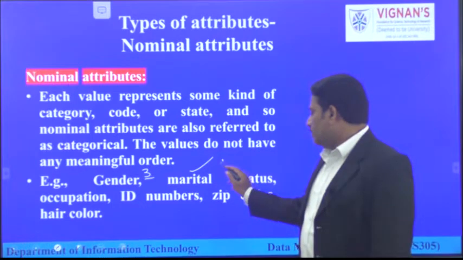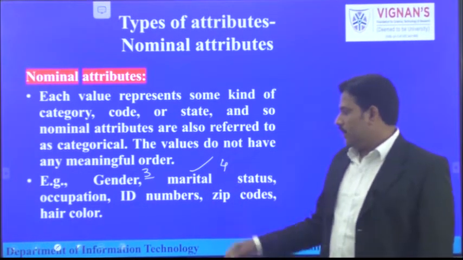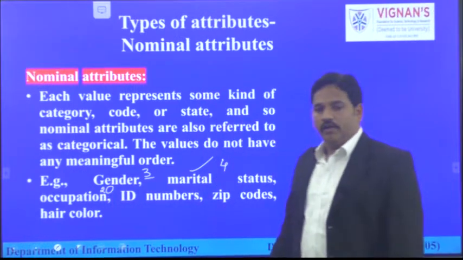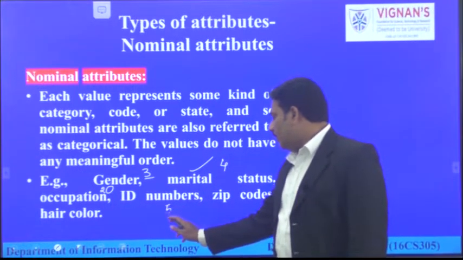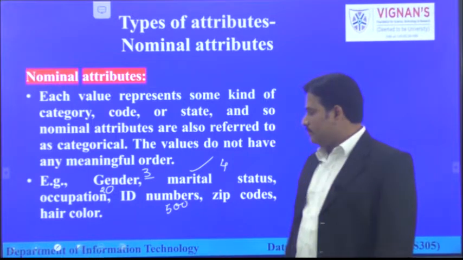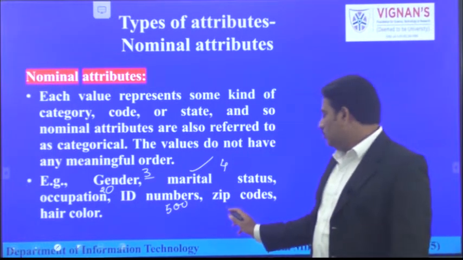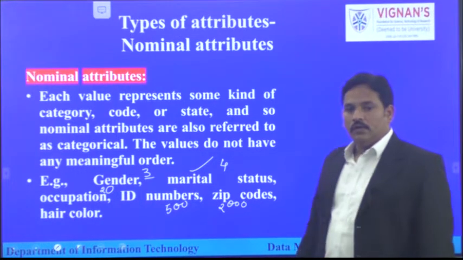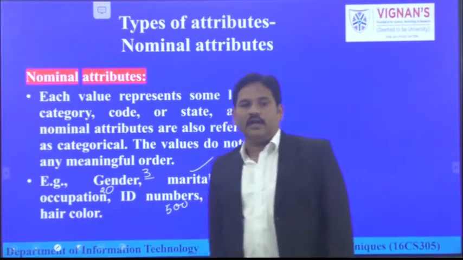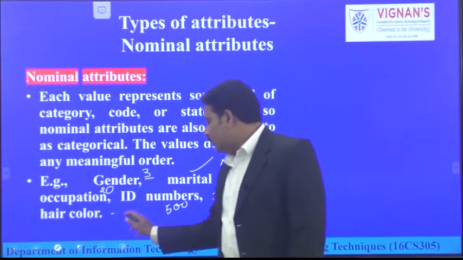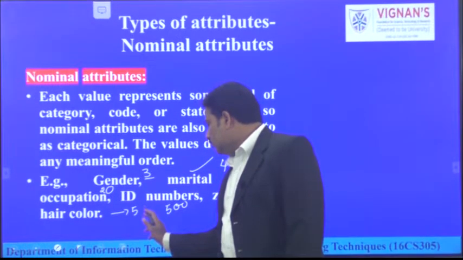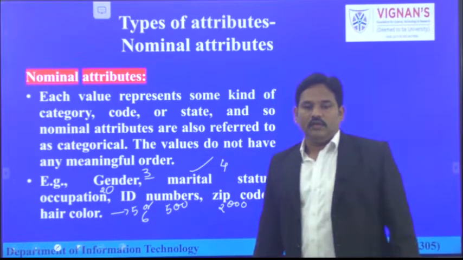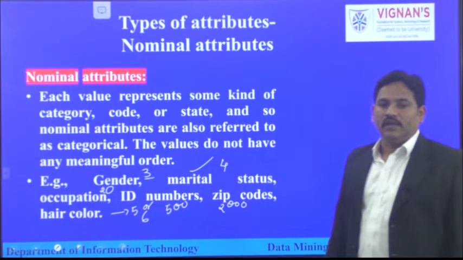For marital status we are having 4 possible values. Let us assume for occupation we are having some 20 unique values. For employee ID numbers, let us assume we are having 500 employee numbers. If you want to enter the zip code, let us assume there are 2000 zip code values. And there is one more attribute, the hair color of a person. Let us assume there are 5 to 6 values, like black, white, gray. Like that, they can enter any type of hair color.